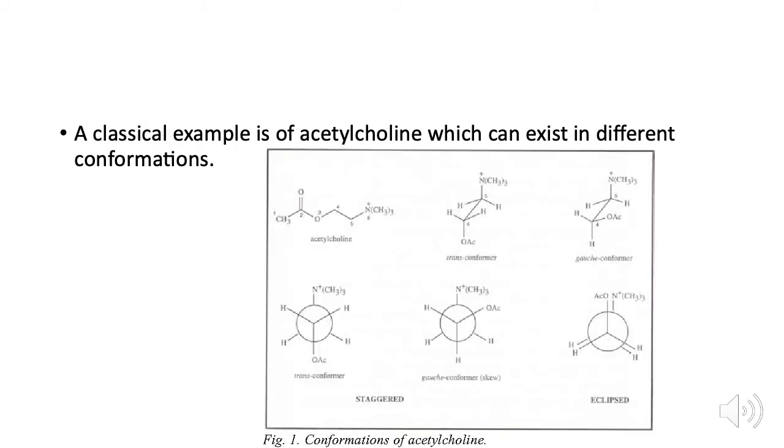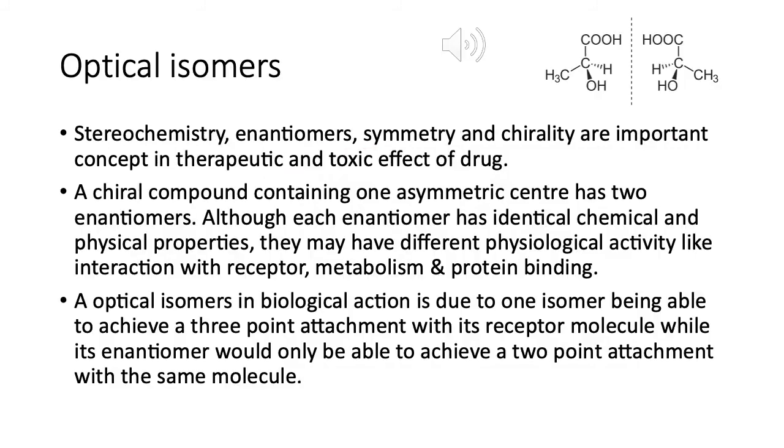This slide shows the classical example of acetylcholine, which can exist in different conformations. It can exist as a trans-conformer, a Gauss conformer, a trans-conformer staggered or a Gauss conformer, or an eclipsed form. Optical isomers, so essentially these are like mirror images of each other.